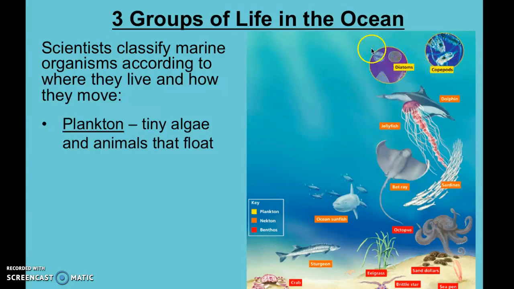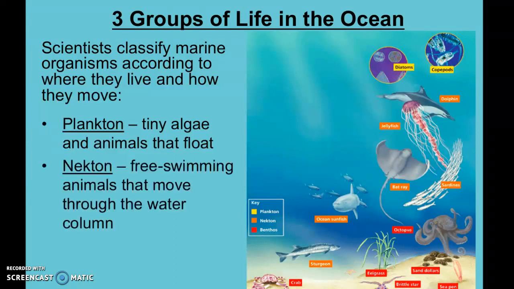Copepods and diatoms are examples, and sometimes younger organisms are going to be really small, and they're going to start out as plankton until they grow larger. For example, some jellyfish that are really small are going to be plankton, and they're going to be carried by the waves. So basically the waves and currents are going to really affect them.